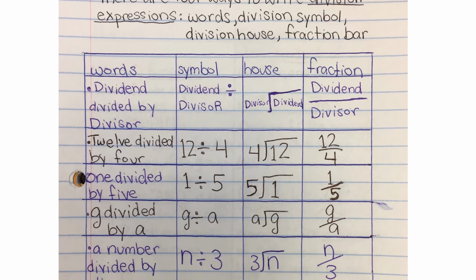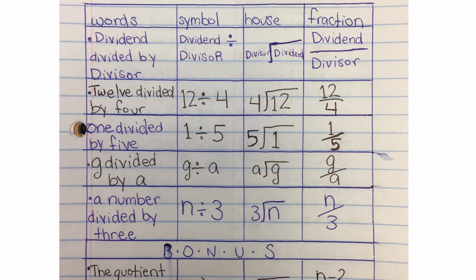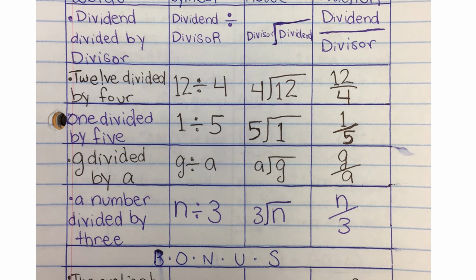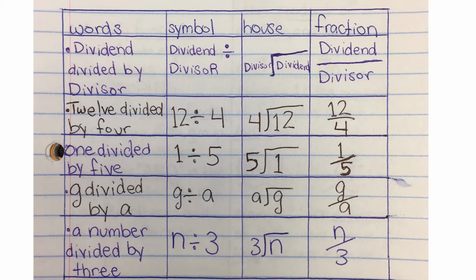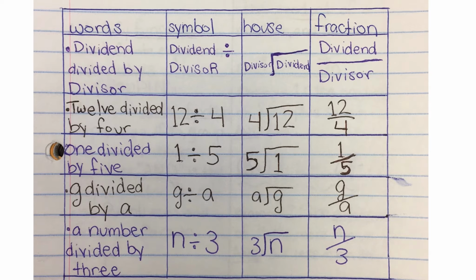So let's take a look. Whenever you look at a table, I think I remember telling you this, you really want to look at the top row first, because that usually tells us what we're talking about here. So in this first column, we have the division problems written in words. Then we have the division problem written with the division symbol, the division problem written with the division house, and then the problem written as a fraction. Each of these rows is a different example written in all 4 ways.